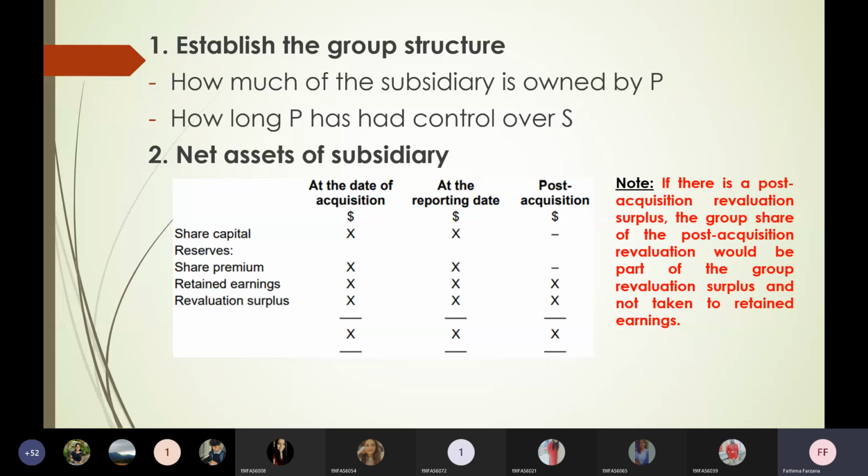So here we'll be having three columns. One is at the date of acquisition. For example, today I'm acquiring a company. On this date, what is the share value, how much premium I have, retained earnings, revaluation surplus, everything.